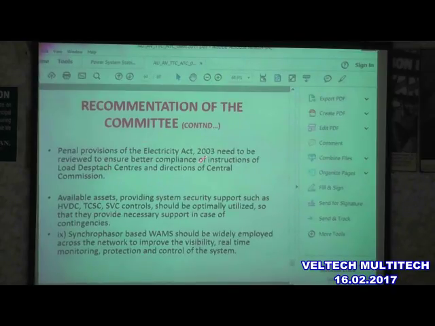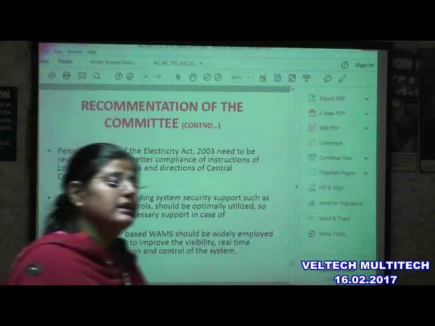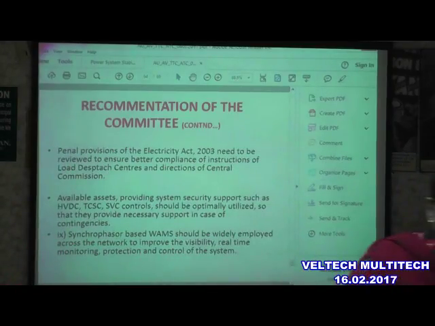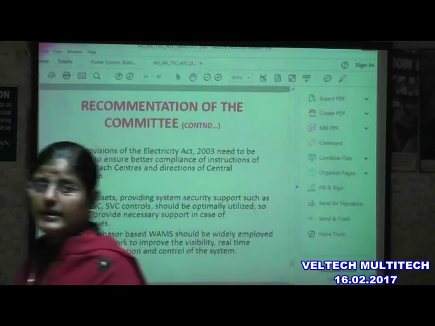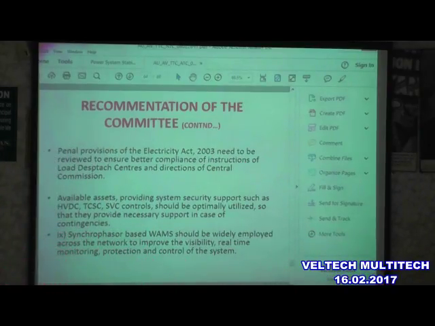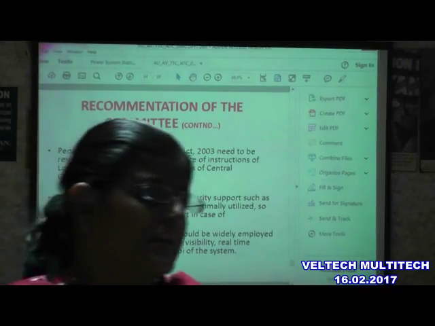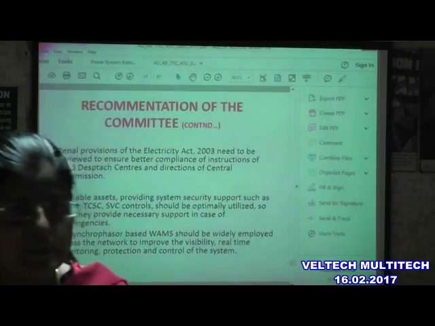Okay. So now the Indian Electricity Act needs to be revised. Yes or no? To ensure better compliance of instructions given to the load dispatch centers from the Central Commission. So all our transmission lines, we call them CTU, note down, CTU meaning Central Transmission Utility. STU meaning State Transmission Utility. Now CTU is actually taken care of by Power Grid Corporation of India. You have heard about Power Grid Corporation of India, PGCIL.